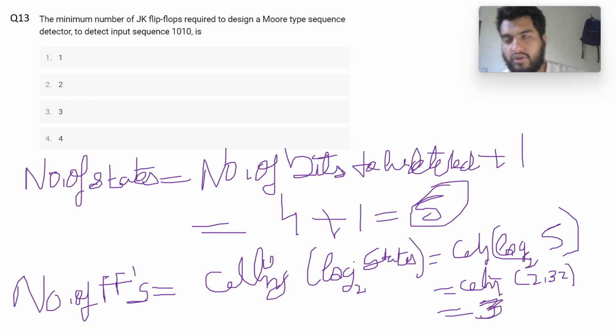The ceiling function is only applied to the fractional part. For an integer itself, the ceiling is the integer itself. So the ceiling of 2.32 is 3. So option 3. Here the options are given according to the number itself. So option 3 is the right answer.